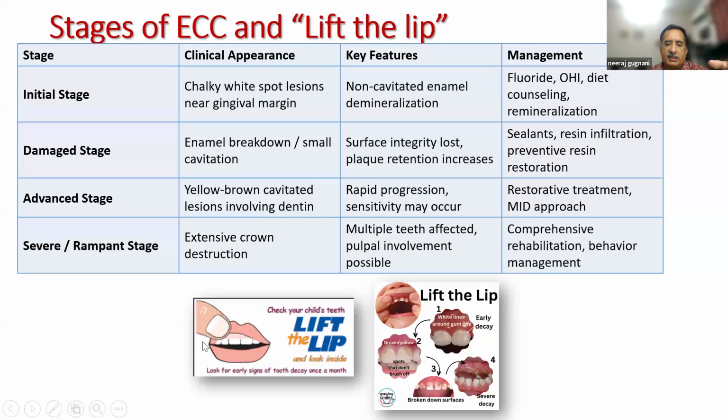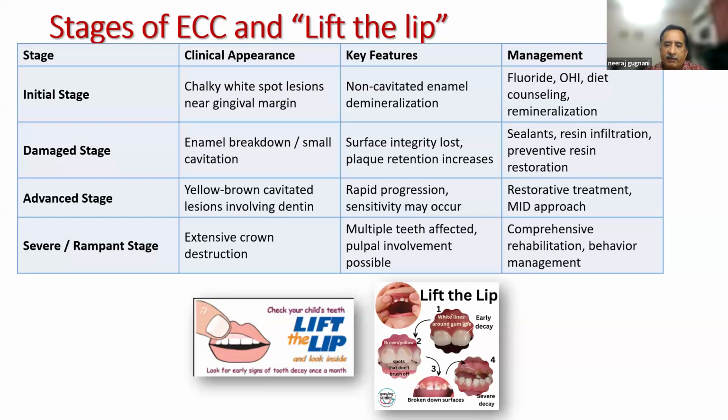we can teach the paramedical health workers, we can teach the parents that they just need to lift the lip, and if they find any white opacity, we have now understood this white opacity is because of the difference in the refractive index of the sound tooth and the porous enamel. So if they are able to see these, this is the earliest sign of early decay. This is the stage when the parent should bring the child to us.